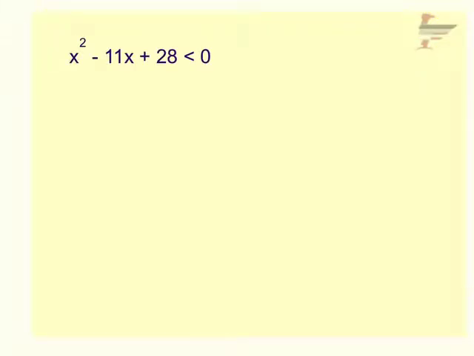Alright, so here we have a quadratic inequality. We're asked to solve algebraically. So you want to just, in standard form, get everything on one side, 0 on the other side, and we're going to go back to our factoring on these. We're going to just factor our standard form. So we have just an x squared here, so we look for factors of 28 that will add up to a negative 11. So what will multiply to 28 but add up to a negative 11?